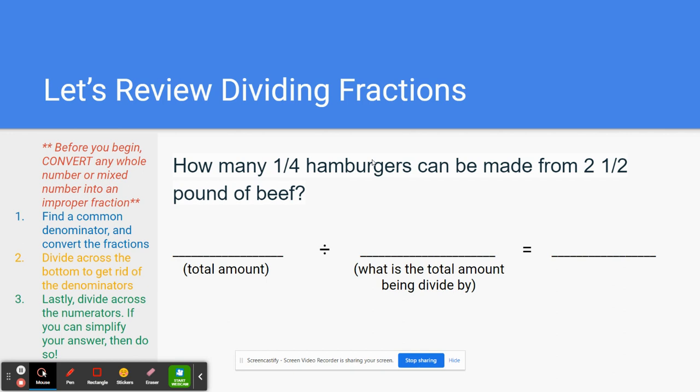Our first question says, how many 1/4 hamburgers can be made from 2 1/2 pounds of beef? Let's read that one more time. How many 1/4 hamburgers can be made from 2 1/2 pounds of beef?